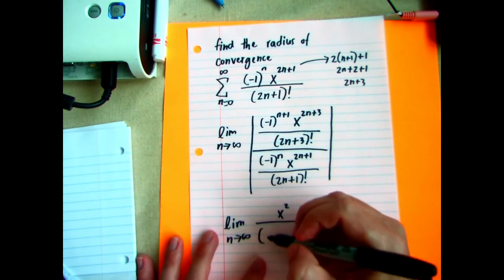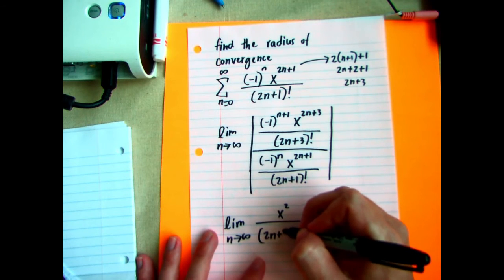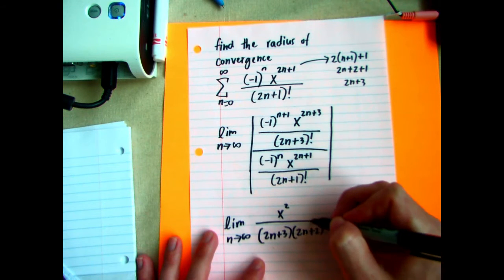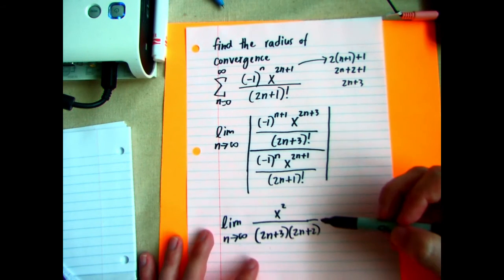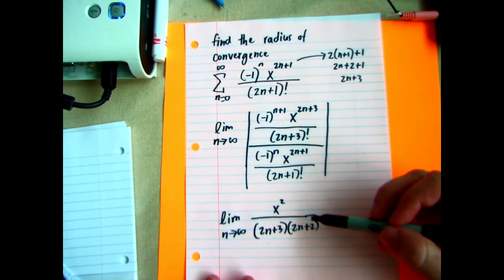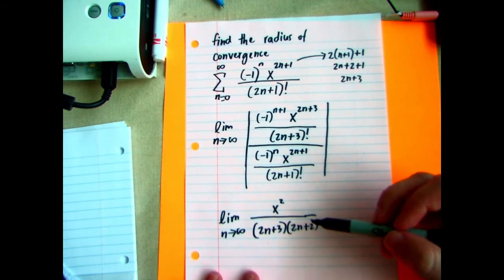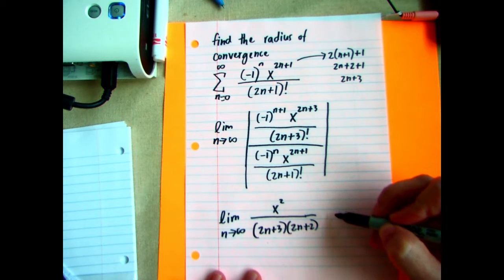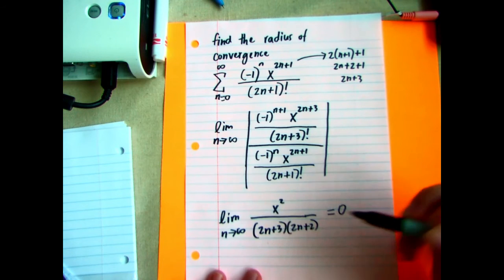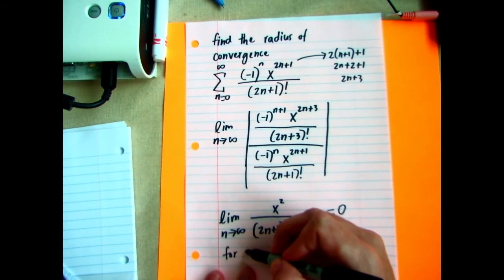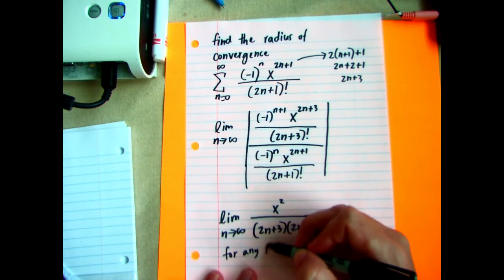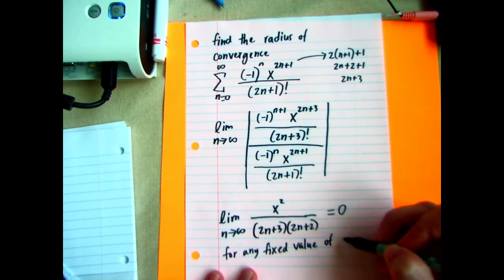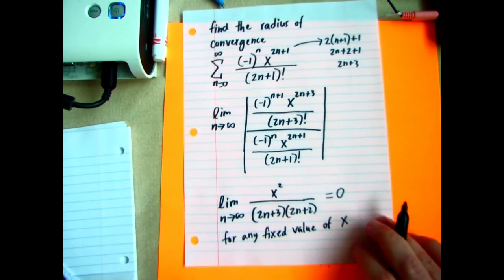Alright, so when the dust settles from this limit and we get everything to cancel that can cancel, the simplified limit becomes limit as n approaches infinity of x squared all over 2n plus 3 times 2n plus 2. So if you compute that with the limit as n approaches infinity, that limit is going to go to 0. So for all values of x, that limit is going to be equal to 0.